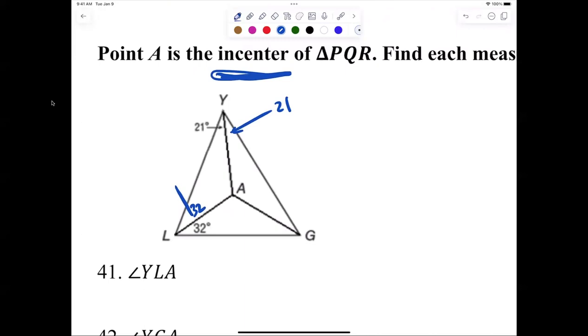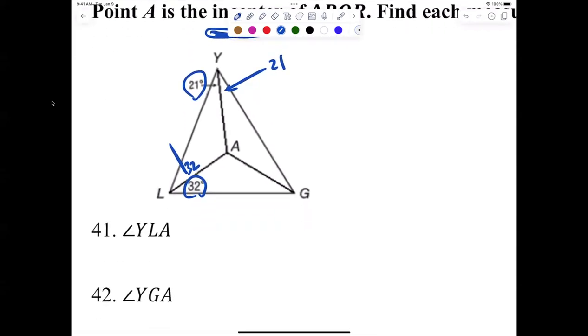Now, do we agree the angles of a triangle add up to what? That means all the half angles are going to have to add up to what? 90. So 21 plus 32 is what? So that means this angle right here has to be. Everybody happy with that? Everybody's good?